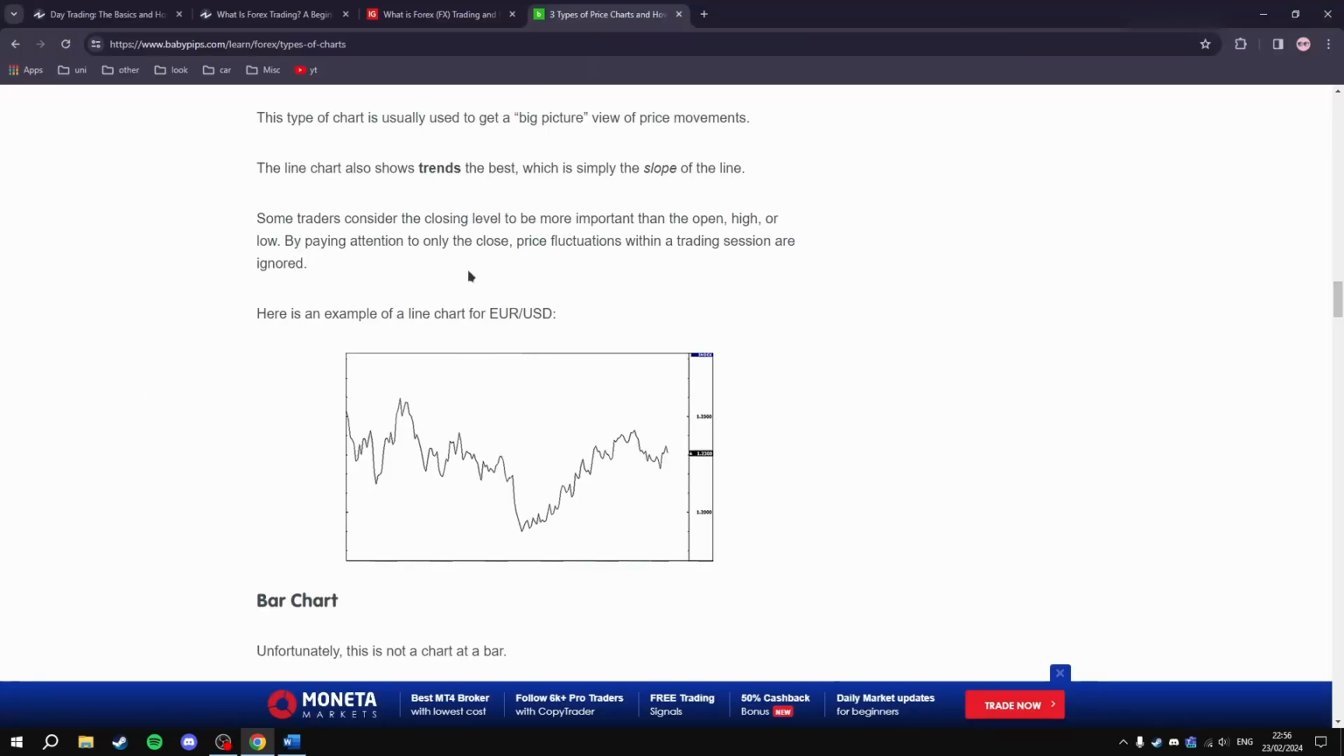Some traders consider the closing level to be more important than the open, high or low. By paying attention to only the close, price fluctuations within trading sessions are ignored. Here is an example of a line chart for EUR/USD.